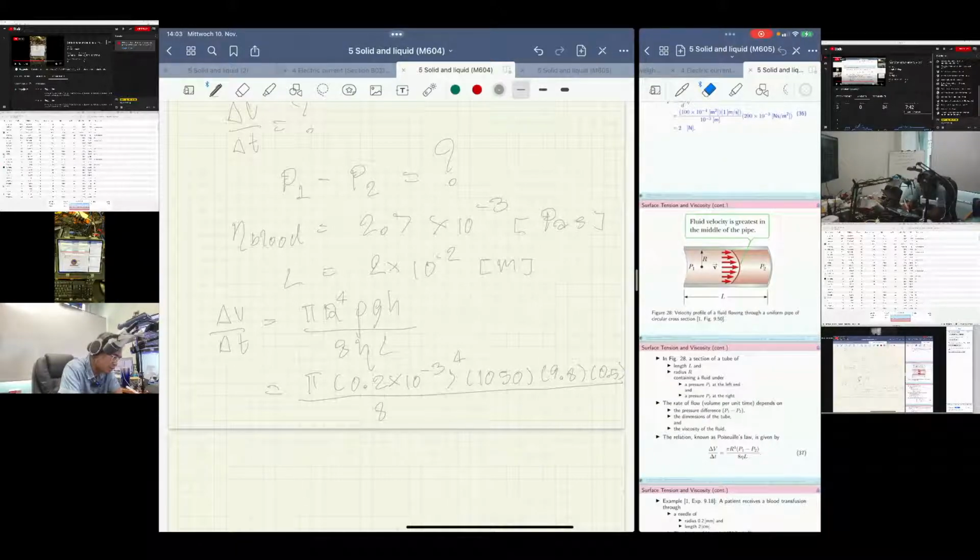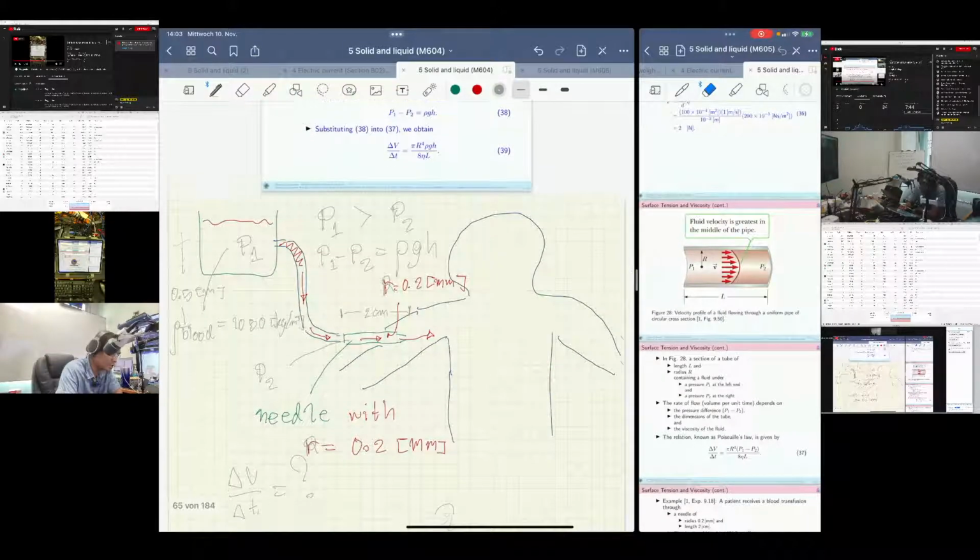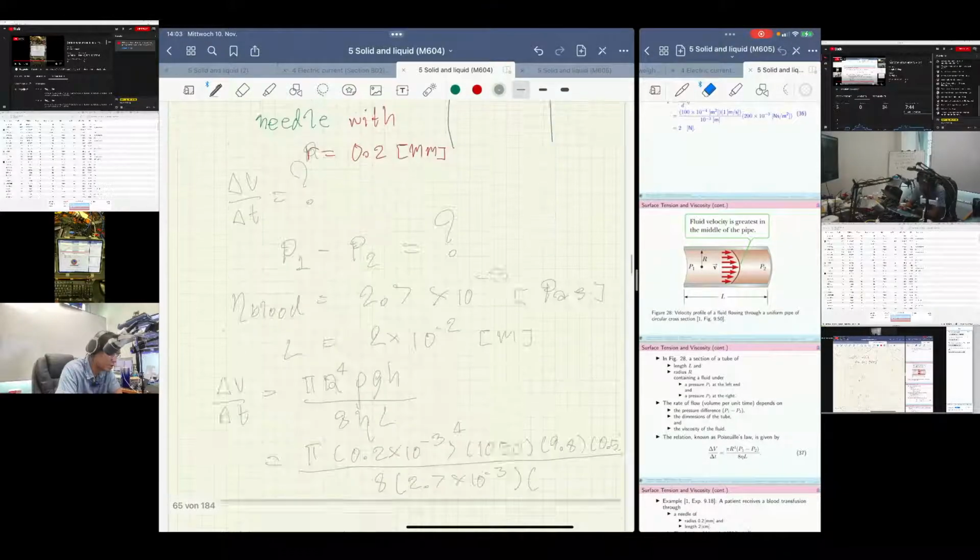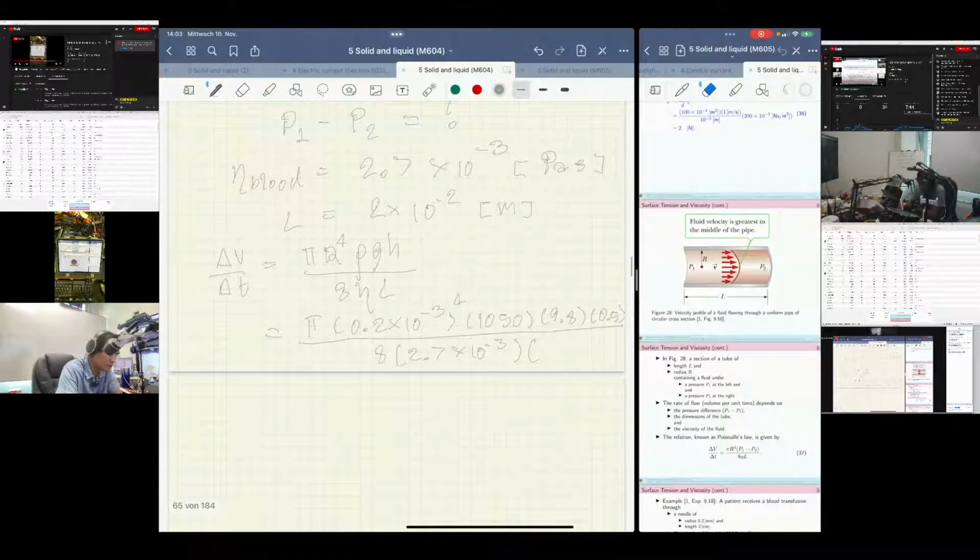Okay, nothing more. Eta is the viscosity that we have looked at before, right? For the blood, which is 2.7, okay, 2.7 times 10 to the negative 3 Pascal second. And L is the length. The length of the needle in this one, right, is 2 centimeter. It's gonna be 2 times 10 to the negative 2.